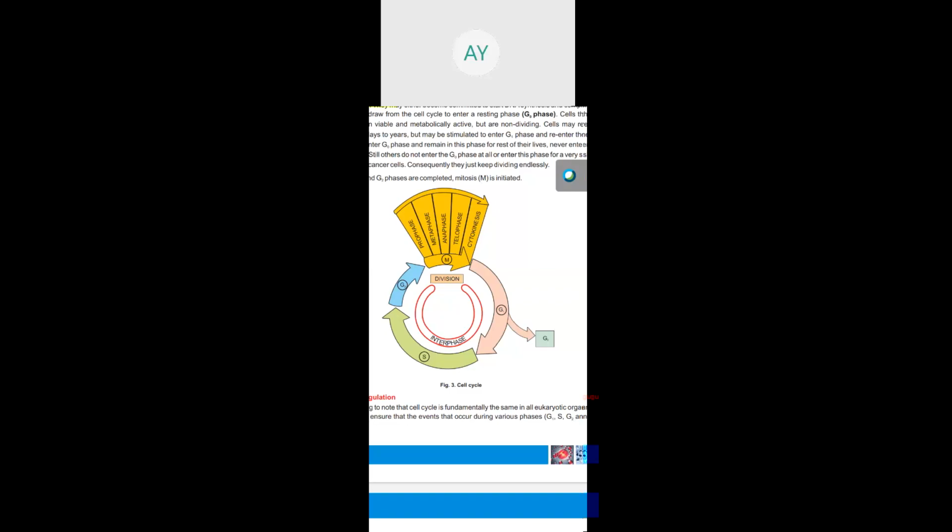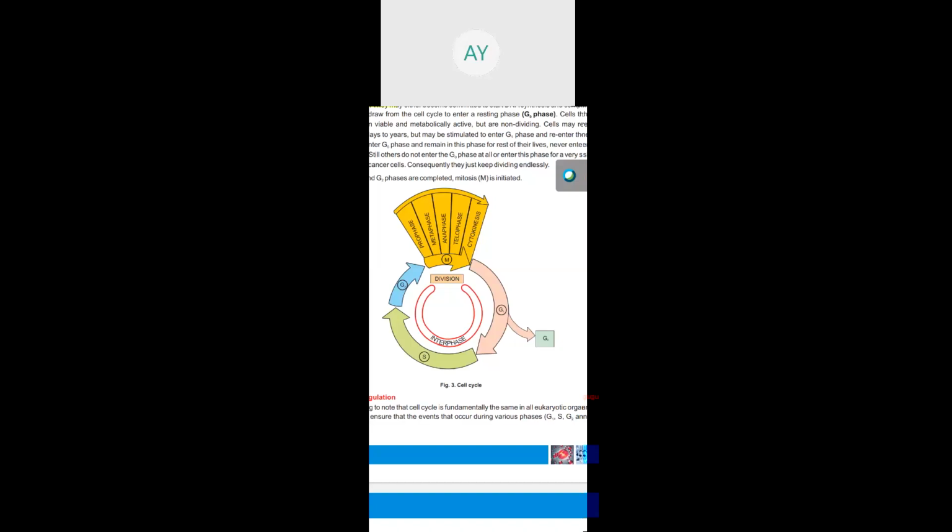G1 phase, S phase, and G2 phase are known as interphase, and it is the most metabolically active phase. Why? Because synthesis of protein, RNA, and DNA occurs during this interphase. I cannot say it is an inert phase, because so many biomolecules are synthesized during this stage of the cell.